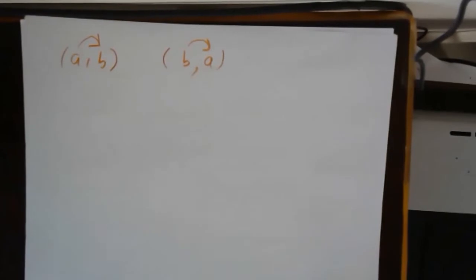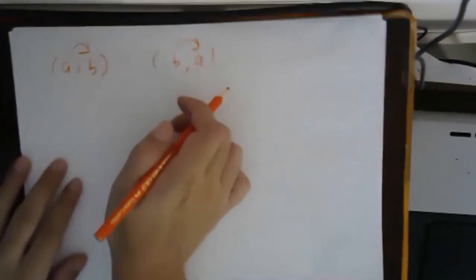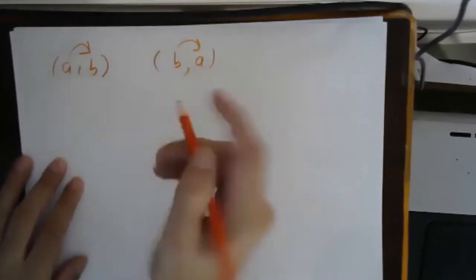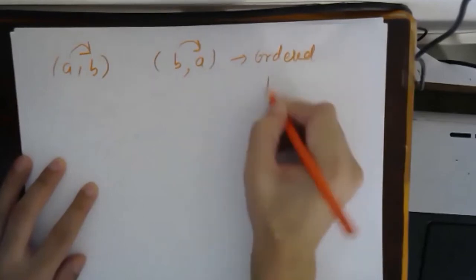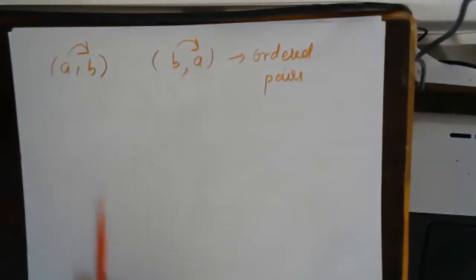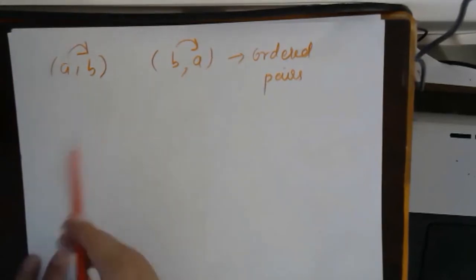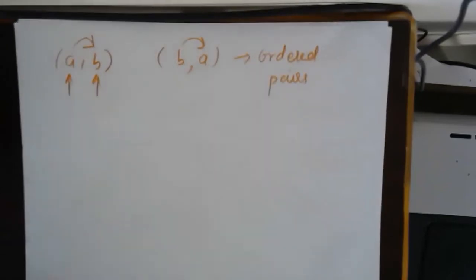Fine. So all such elements are known as ordered pairs. But what does ordered pair mean? That it is showing a link from the first part to the second. From this to this. Understood?